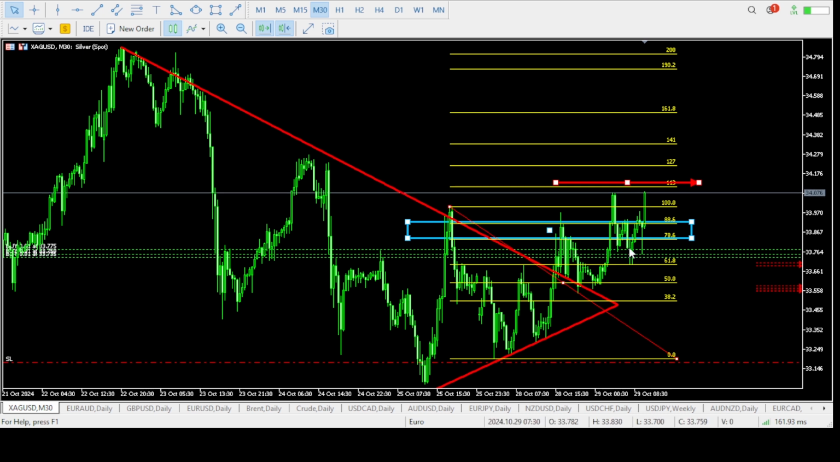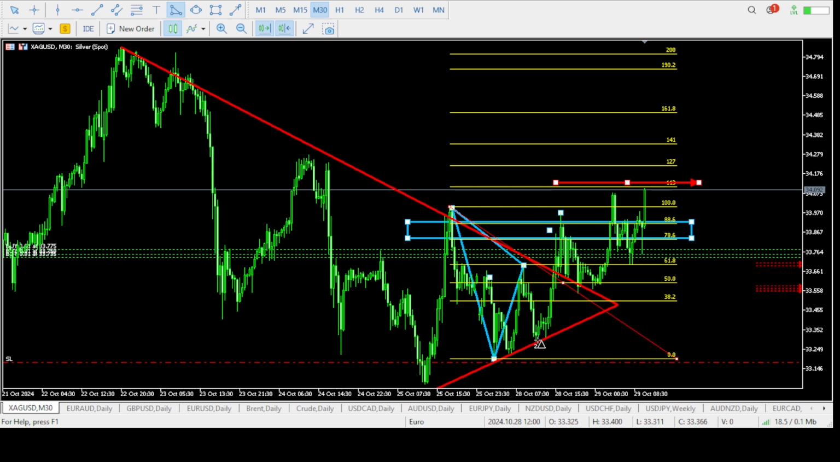I can't say it has failed, because after price entered here, you can see it retraces back to this level. So I cannot say the Gartley pattern has failed. So let me draw it out fully so that you can see. From this swing high down to this swing low, then you take it to the 61.8 Fibonacci level. You also draw from this swing high here down to this swing low to this place.